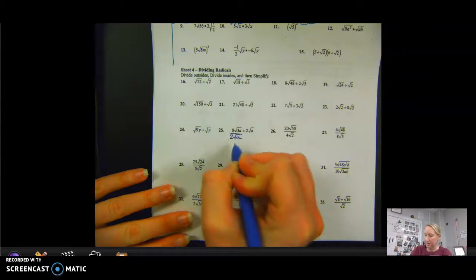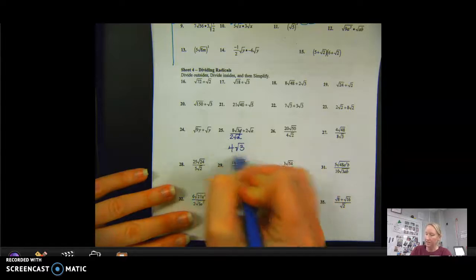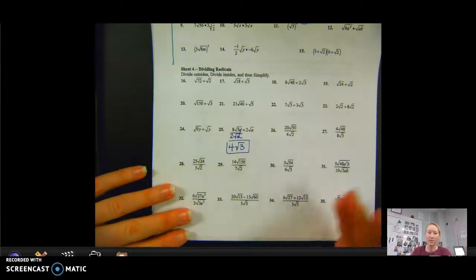So 8 divided by 2 is 4. Square root of 3a divided by square root of a. The a's cancel, so I get square root of a. And so that doesn't reduce down anymore, and that is my answer.